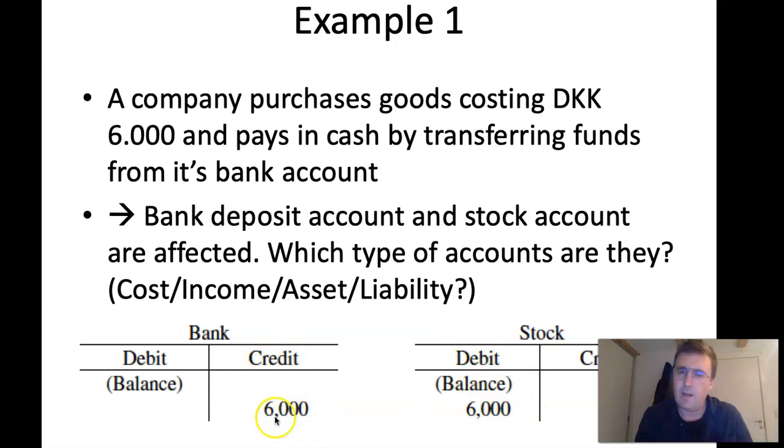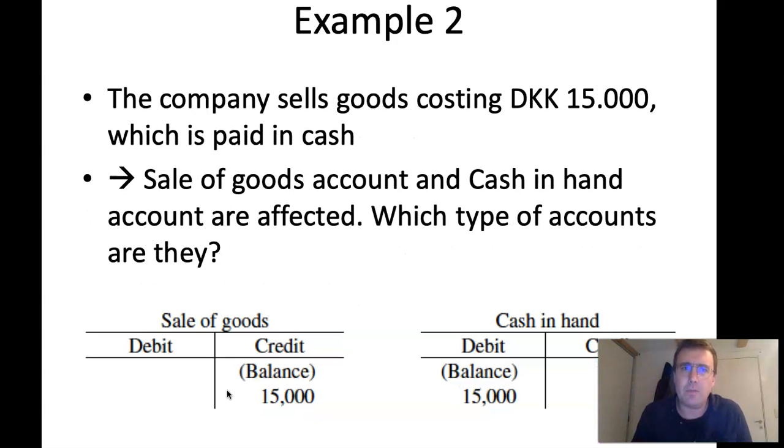And then you take things from the credit side here in the bank. The company purchases goods that they put in their stock. So their stock is debited with 6,000 and the bank account is credited with 6,000 because they take the money from the bank account.